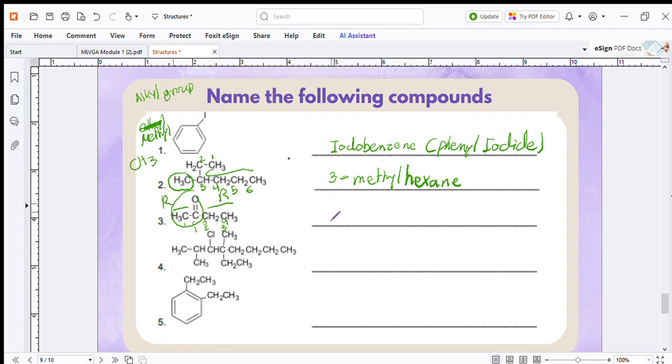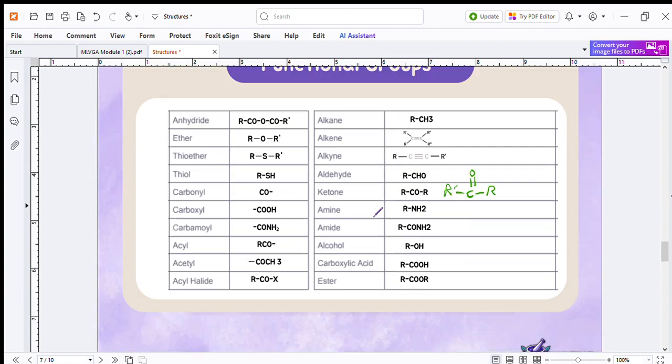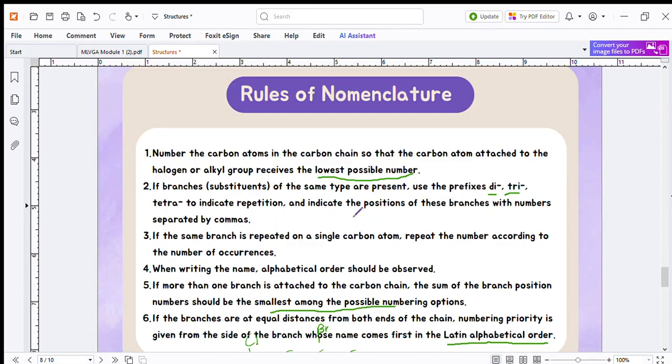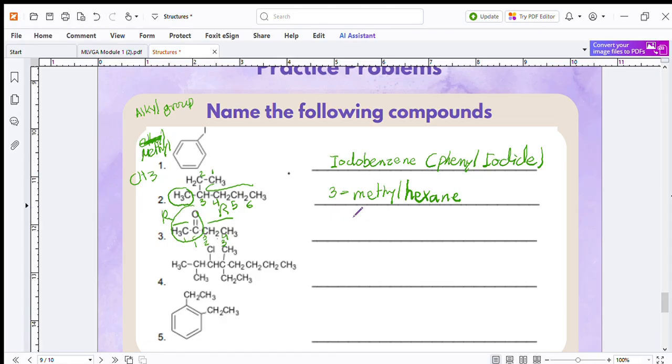So, ito po ay RCOR. And that's for ketone. And the suffix of ketone is -one. So, ipakita ko po sa inyo paano po ang naming niya. I want to mention that every functional group has its own prefix. So, for the ketone, yung suffix nga po ay -one.